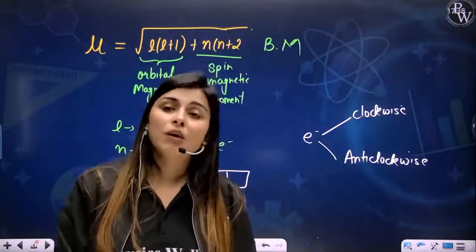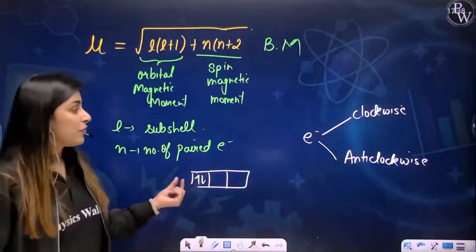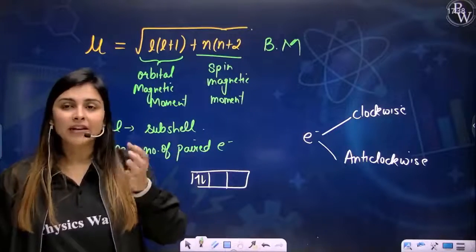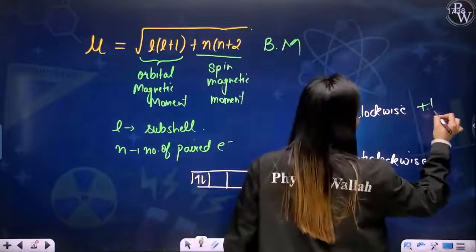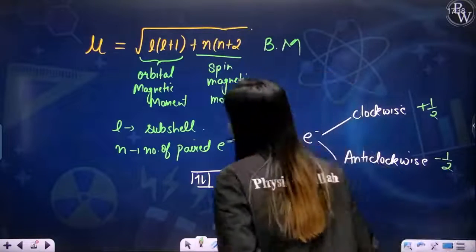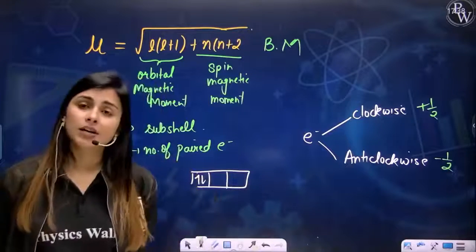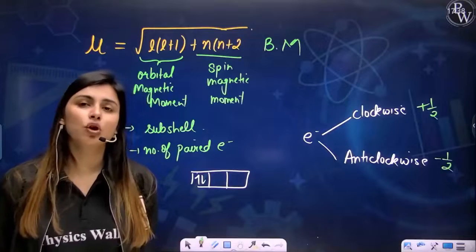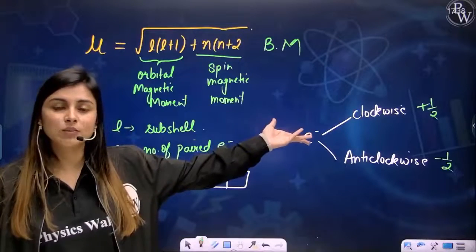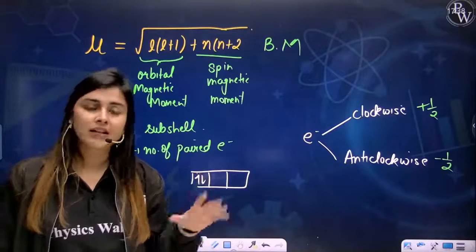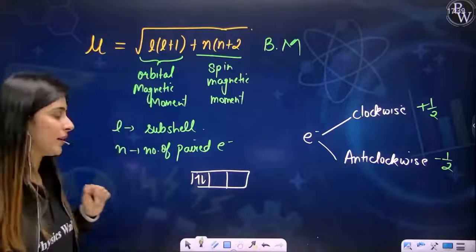Okay. So now what happens is, my dear students, we arbitrarily assign a value, let's say plus half to clockwise, then we'll have to assign minus half to anti-clockwise. It is not 100% that you'll always give plus half to clockwise. You can give minus half to clockwise as well. You give an arbitrary value. Okay, it is an arbitrarily given value.